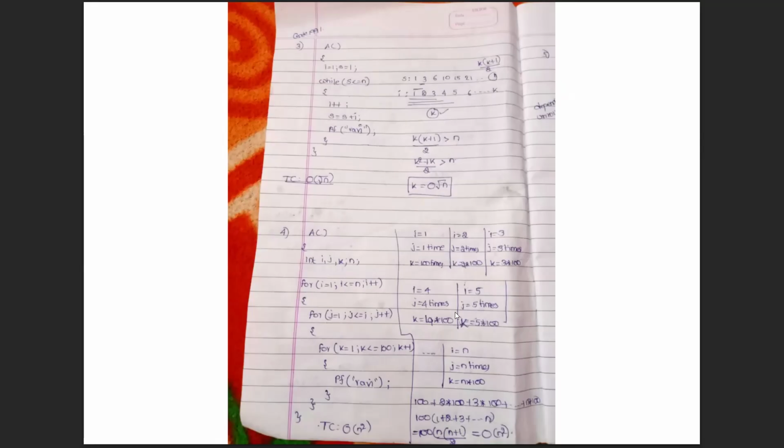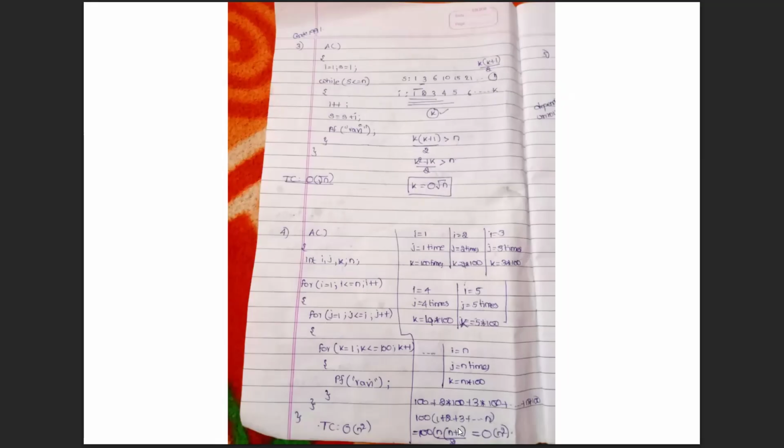So like that, 1 into 100 times, 2 into 100 times, 3 into 100 times, 4 into 100 times, and n into 100 times. You take the 100 common and 1 plus 2 plus 3 plus and so on n. So 100 into 1 plus 2 plus 3 plus and so on will become the sum of n natural numbers. So what is the value of sum of n natural numbers? n into n plus 1 by 2. So n square plus n by 2.